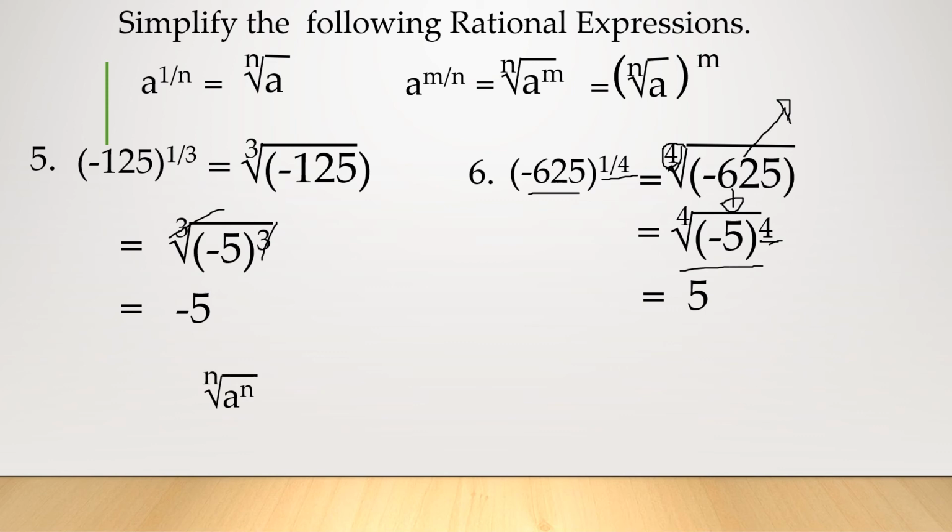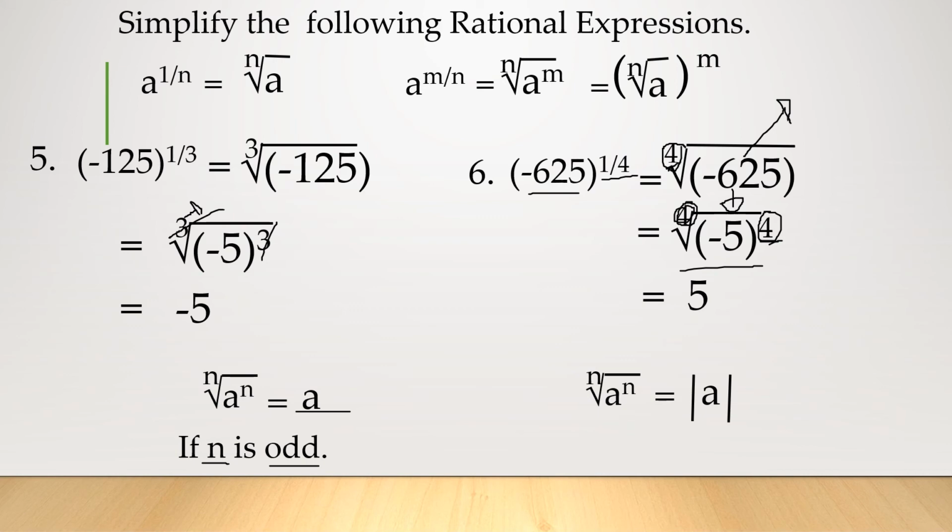Now, what we have learned here is that the nth root of a raised to n is equal to a, if n is an odd number. The n here, the index, is an odd number, so it means 3, 5, like that. But if the nth root of a raised to n, if n is an even number, therefore we need to get the absolute value of a. Our a here is negative 5, but the exponent here is 4, or the fourth root here, which means that we need to get the absolute value of a. That's why this is 5, not negative 5. That is if n is even.